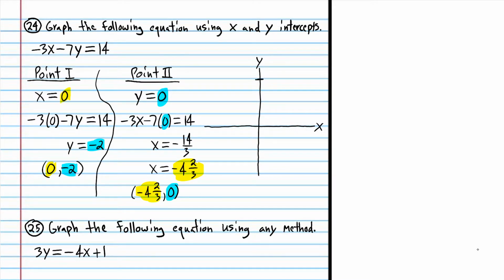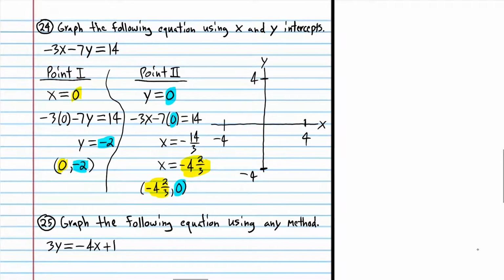So I'm going to make this 4 up here. And 4 here, -4 here. So -4 2/3, 0. So that's going to be about here. And 0, -2, that's going to be about here. So then we just connect the dots.